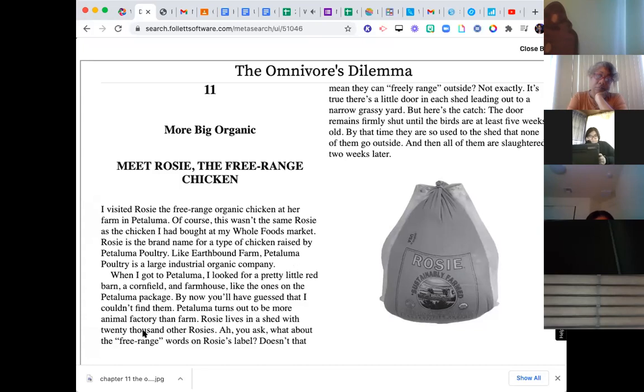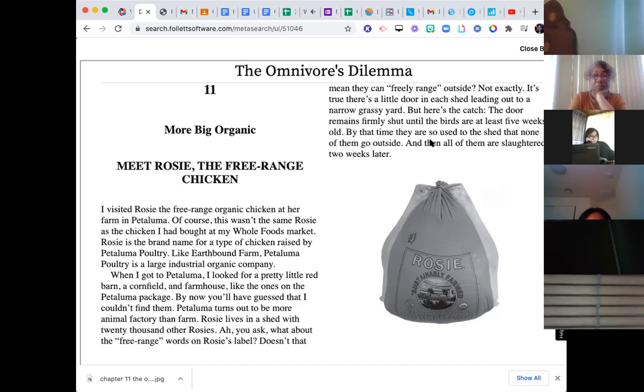Rosie lives in a shed with 20,000 other Rosies. You ask, what about the free range words on Rosie's label? Doesn't that mean they can freely range outside? Not exactly. It's true that there's a little door in each shed leading out to a narrow grassy yard, but here's the catch. The door remains firmly shut until the birds are at least 5 weeks old.